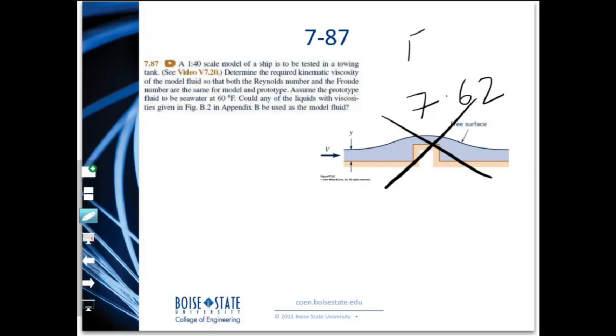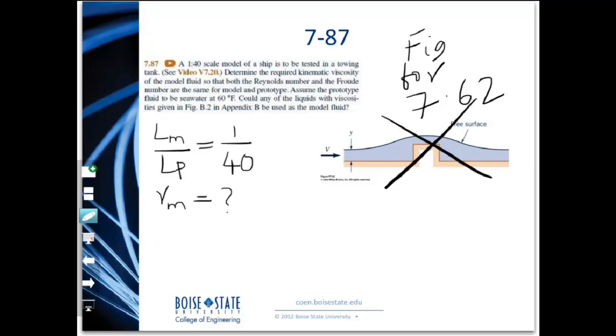Again, for people who might not look at this video, this is the figure for 762. All right. So what are we given in this problem? We are given the length scales. So L_m over L_p equals 1 over 40, and you're asked to find mu_m.